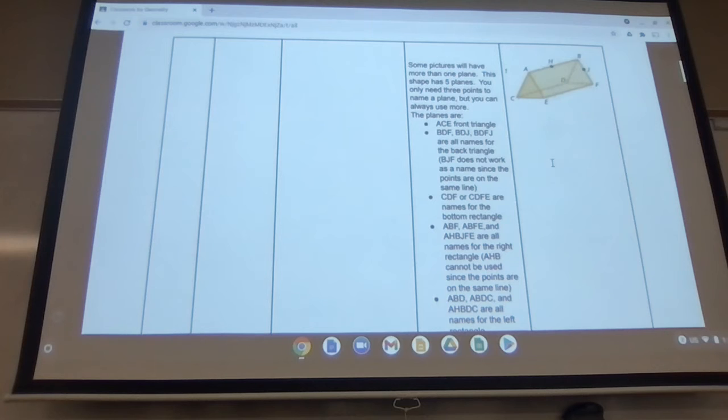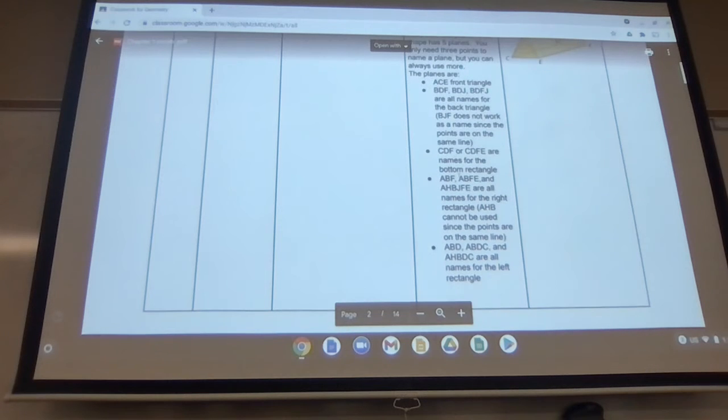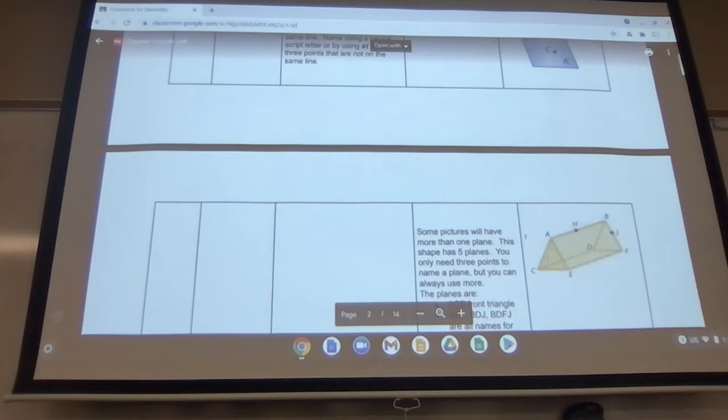Sometimes on your picture, you'll see some dotted lines. The dotted lines are in the back when you're looking from the front of the picture. You can't see them as you look at it from the front. But we draw the dotted lines in to make it 3-dimensional so you can see where those things are. So when you're looking at a picture, if you see dotted lines, just remember they're in the back of the figure as you look at it from the front. Over here, we put into words where those planes are.